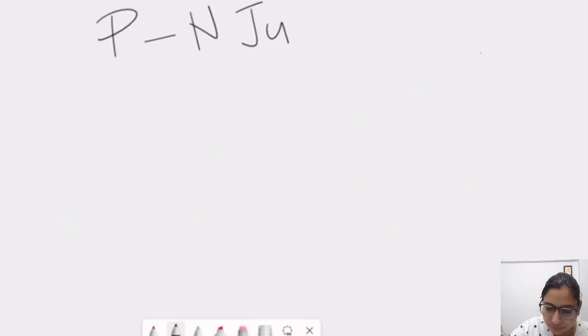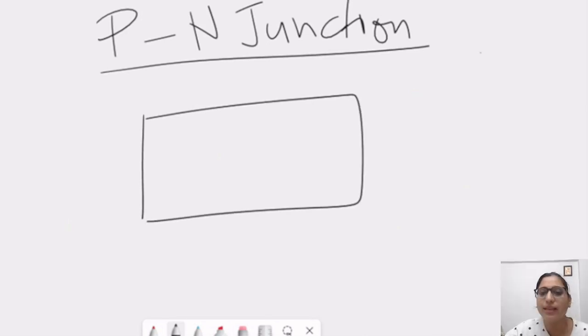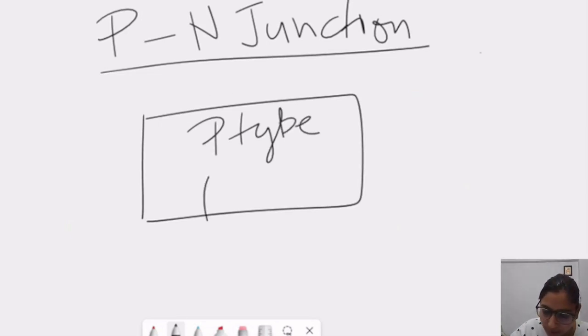In this class, we will study PN junctions. Now, what does the term PN junction mean? Let me draw a simple diagram here. Consider this is a semiconductor plate and I am doping it with P-type impurity, and I am doping a certain part of this with N-type impurity.